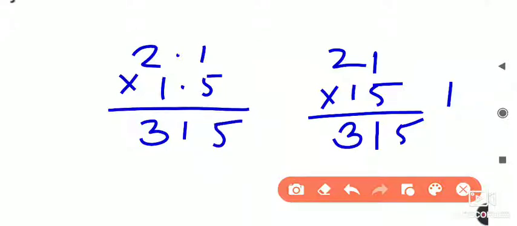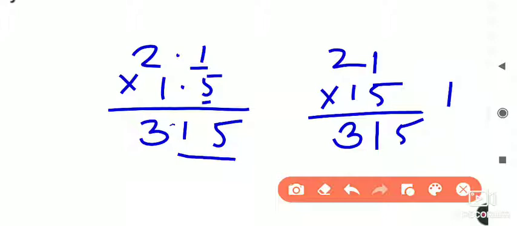Now the point is we have to give the decimal. Where to give the decimal point? So in 2.1 there is one digit after the point, and in 1.5 there is one digit. So in total after the decimal point how many? 2 digits are there, 1 and 2. So here leave the 2 digits and give the point here. Understand all of you how to do this? It is point.